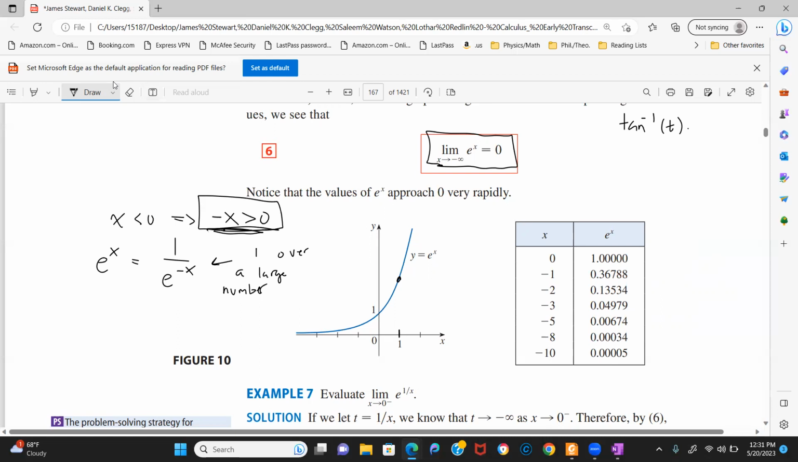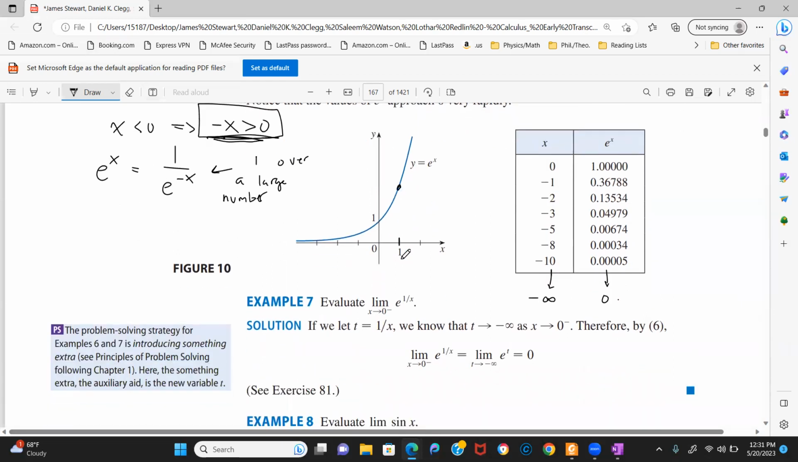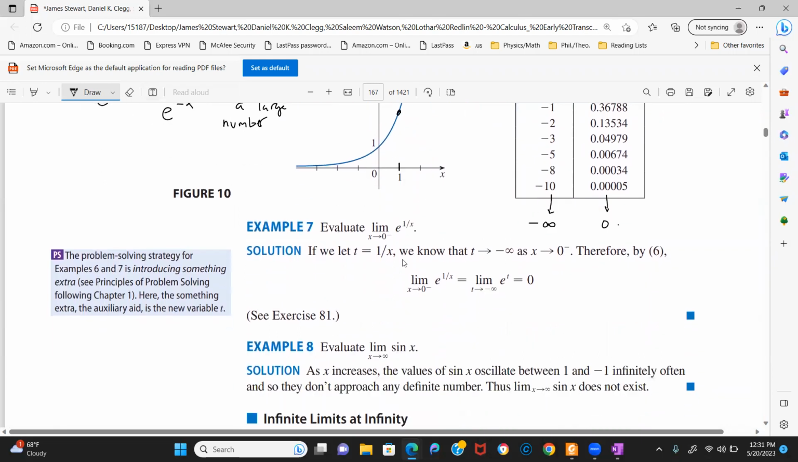So that should go off to 0, which it does. You can see in this column, these are going off to negative infinity, and these are going off to 0. All right, let's see what else. Oh, so they want to just evaluate this limit.